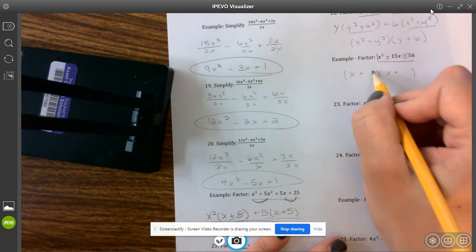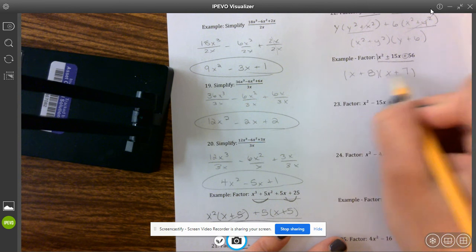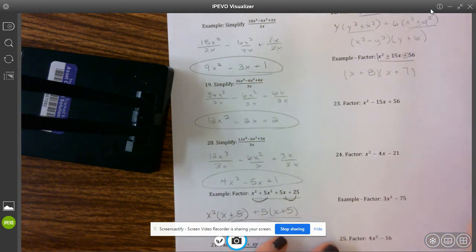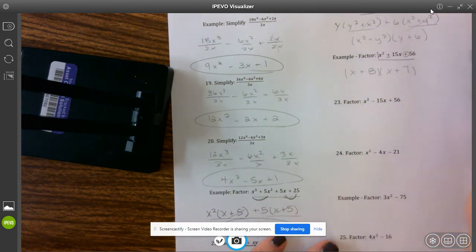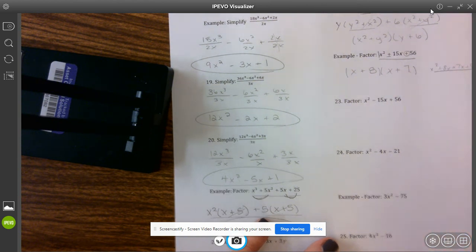So factors of 56 are 8 and 7. Yeah, they add up to 15. You can always FOIL back to check your work. X squared plus 8x plus 7x plus 56. Yes, this is the same thing as that.